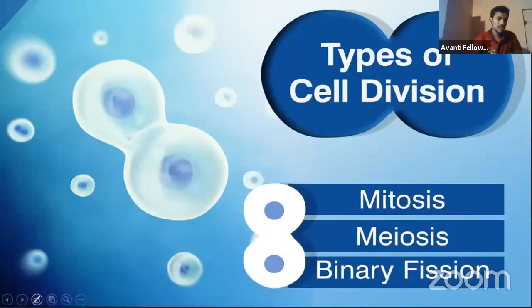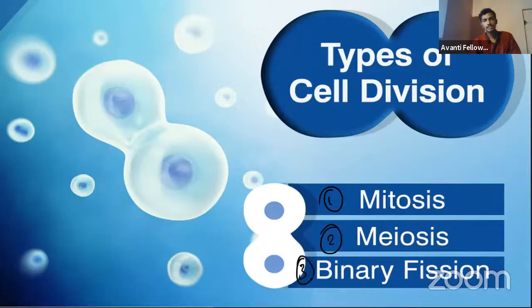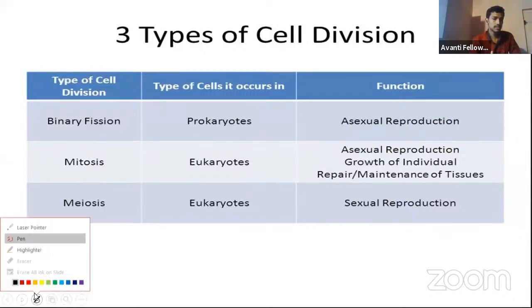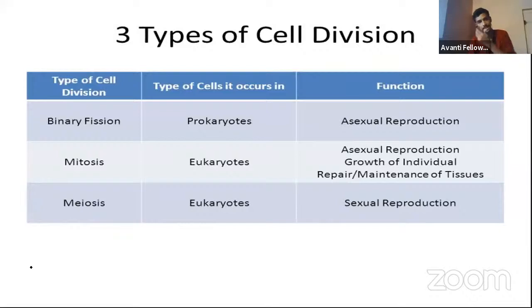When you go for these types of cell division, we will normally divide them into three different types. One is mitosis, the second one is meiosis, and the third one is binary fission. So what is the difference between these? We already covered basic things about this in the last chapters, right? When we were discussing the second chapter.